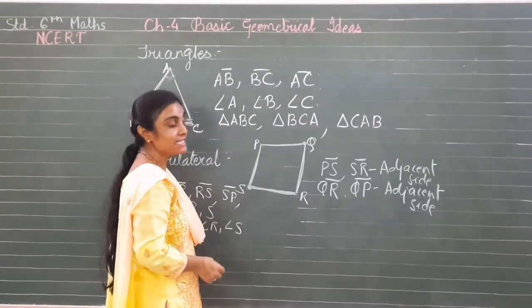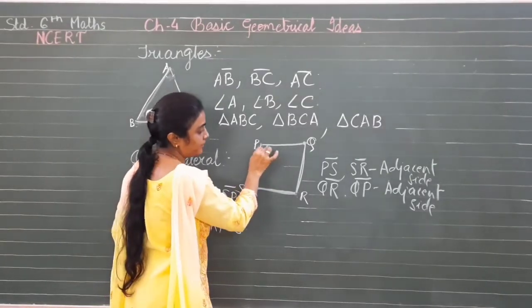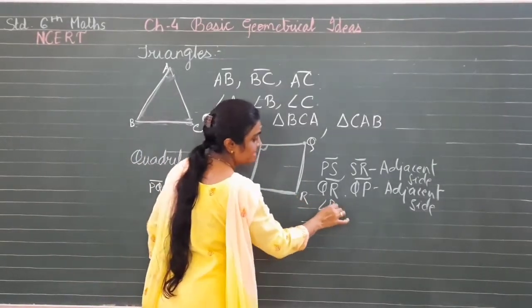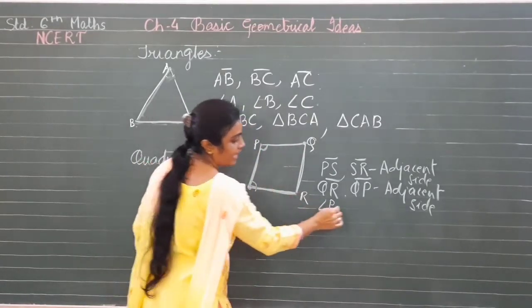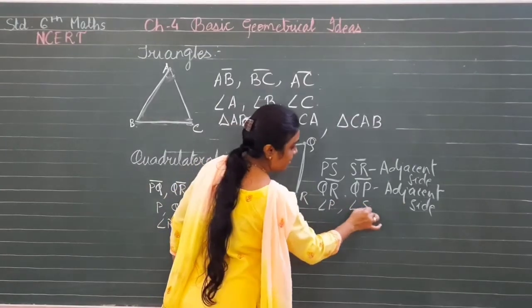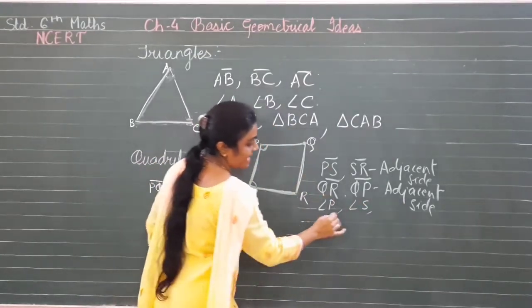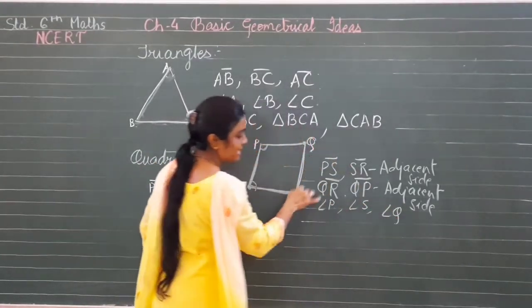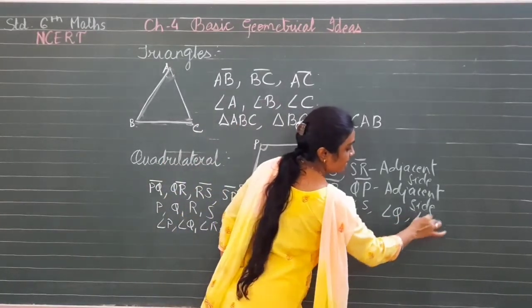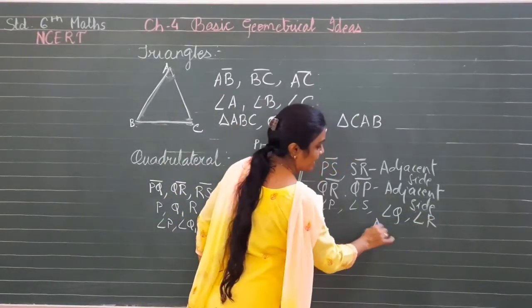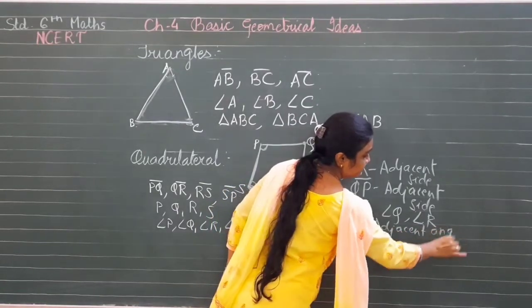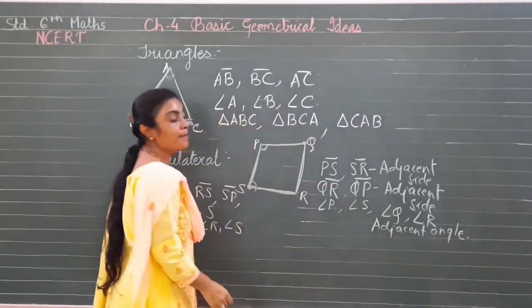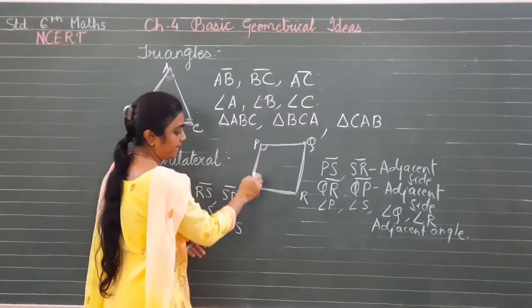Let us see the adjacent angle. Now this angle P, its adjacent angle will be either S or Q. Angle P, or we can say angle S. Suppose angle Q, its adjacent angle will be angle R. So this is called an adjacent angle. Now let us see the opposite side. PS.